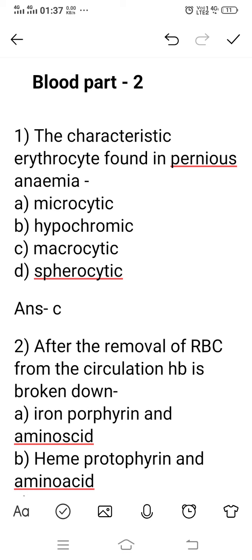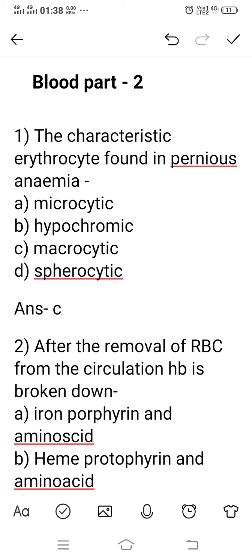Option A, microcytic RBC or microcytic erythrocyte. Erythrocyte is another name for RBC, red blood cell. So a microcytic RBC is one type of RBC whose size is less than the normal size.